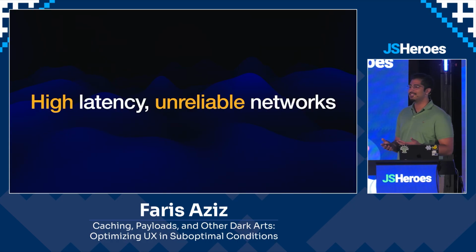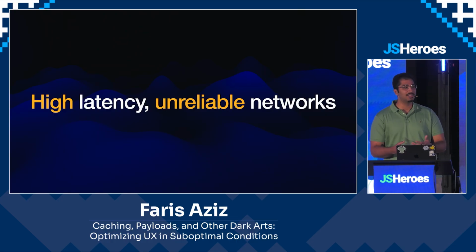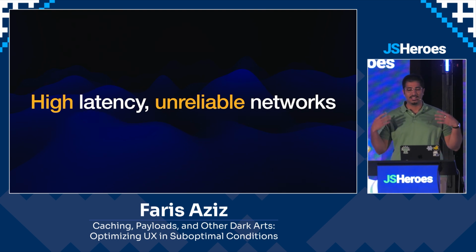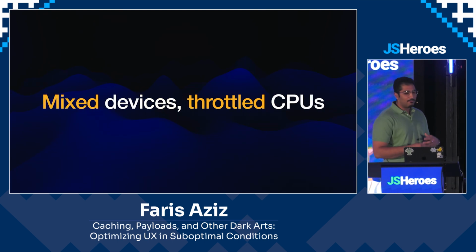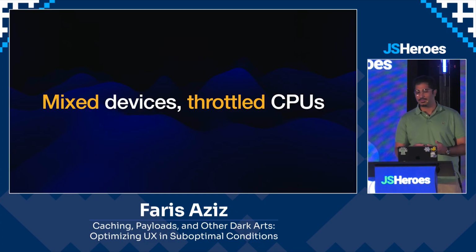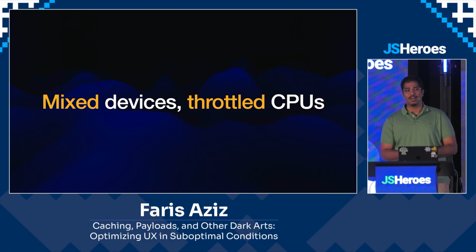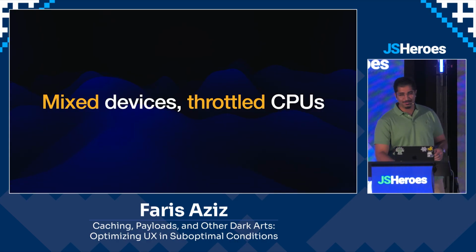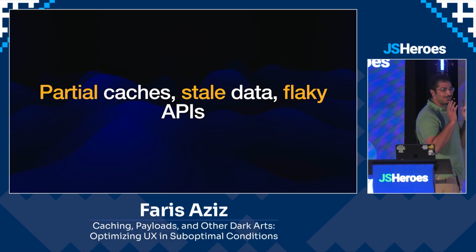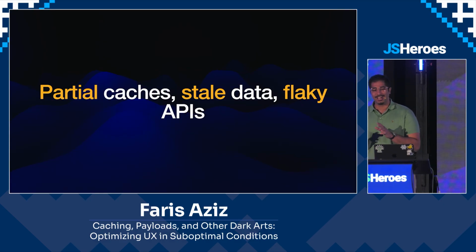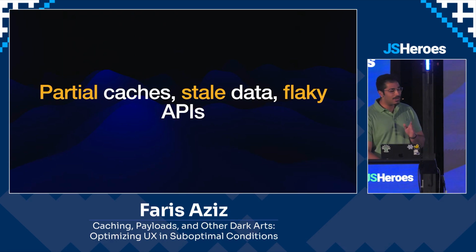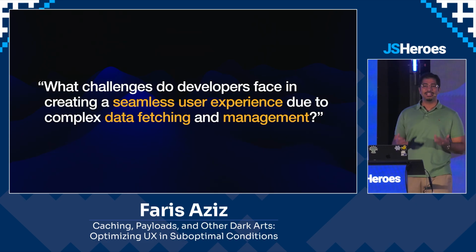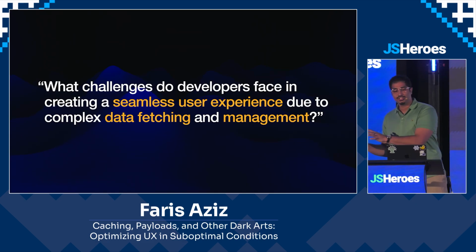They have to deal with high latency and unreliable networks. You have situations where maybe you're using an application on the train, you're downloading something, you go into a tunnel, the connection cuts, and then you've got to recover from that situation. You've got mixed devices and throttled CPUs to deal with. Not everyone's got the fanciest iPhone 17, although if you have an iPhone Air, I would presume with the amount of heating it goes through, that it's more like an iPhone 13 these days, if you ever tried that out. You're going to deal with partial caches, stale data, and flaky APIs. So what is the problem statement that we want to go to today? What challenges do developers face in creating seamless user experience due to complex data fetching and management?